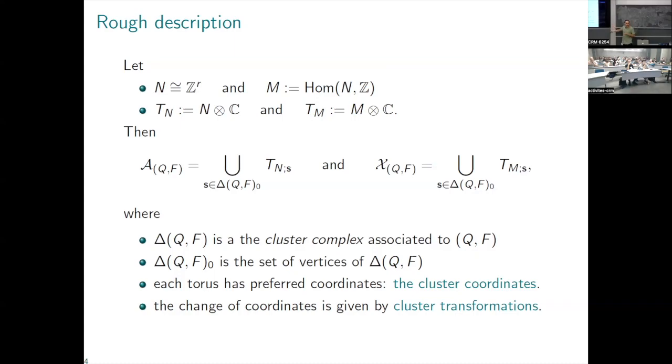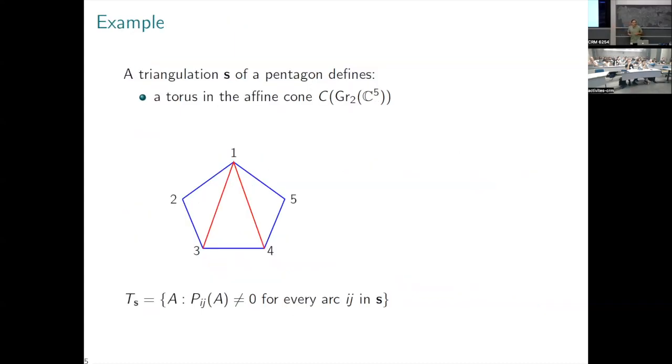So instead of recalling the whole definition, let me just give you an example, my running example for the talk. If I start with a pentagon and a triangulation of this pentagon, I can define a torus in the affine cone of the Grassmannian 2, 5. The 5 is because I'm in a pentagon, and the 2 comes because I'm working with polygons.